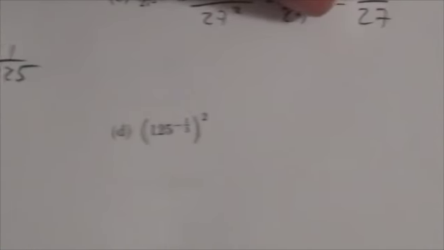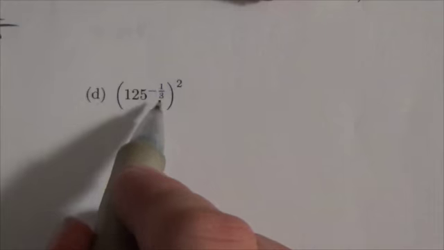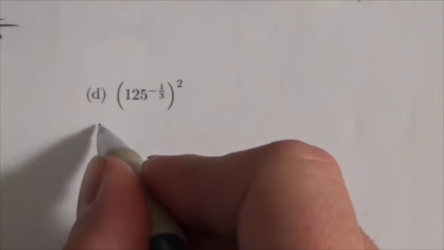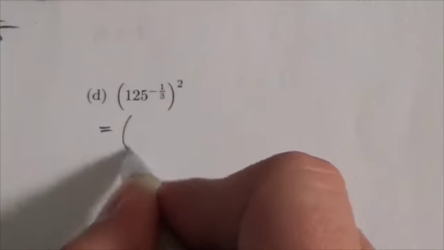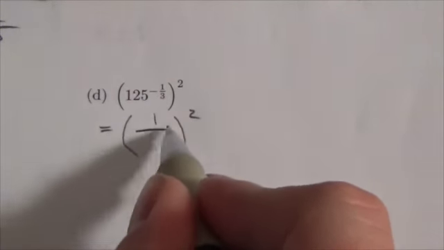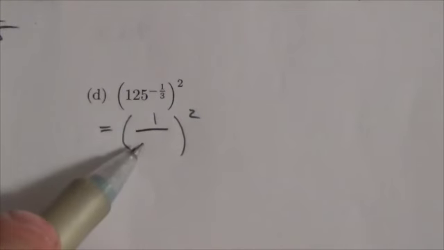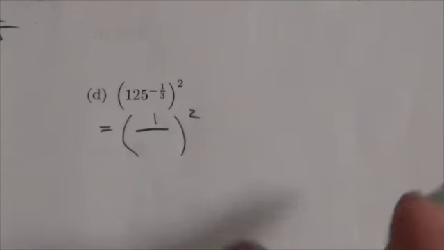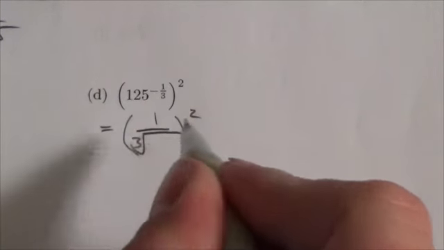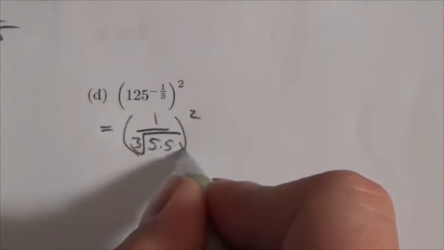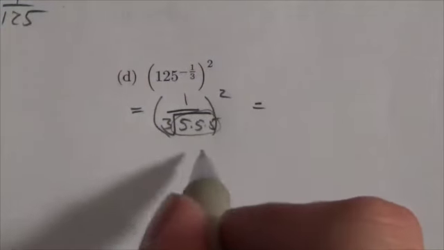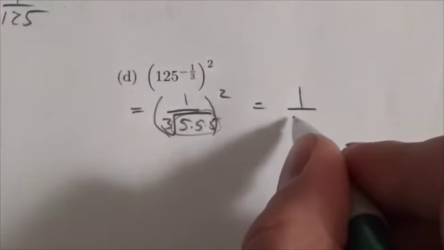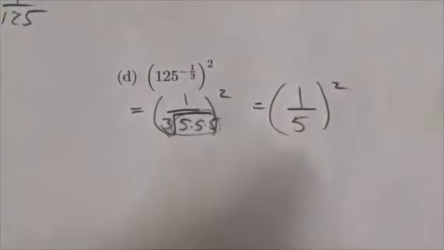D. 125 to the negative 1/3, all squared. Well, first of all, I want to deal with what's inside here, and I've got this negative 1/3. So inside this set of brackets, this is going to be 1 over. That negative is going to cause a reciprocal to form. And then I've got a cube root there, so that is going to be the cube root of 125, which we know to be 5 times 5 times 5. There are three 5s in there, so I take one representative out, so that's going to be 1/5 squared, and that just becomes 1/25.